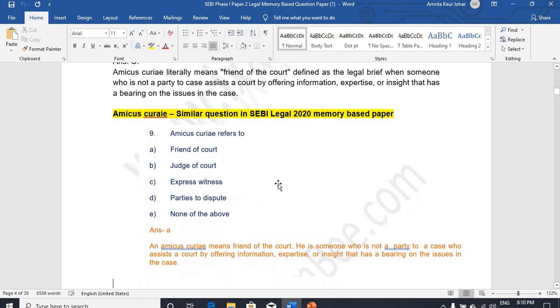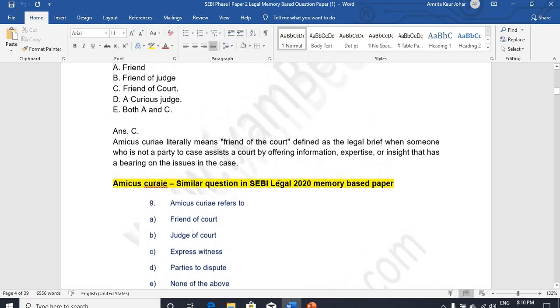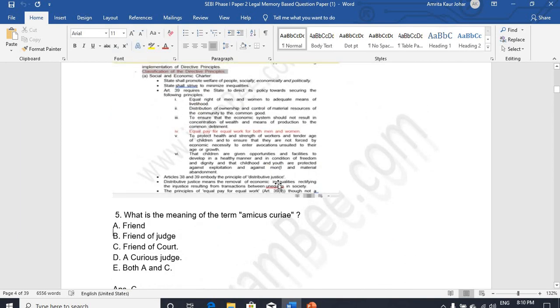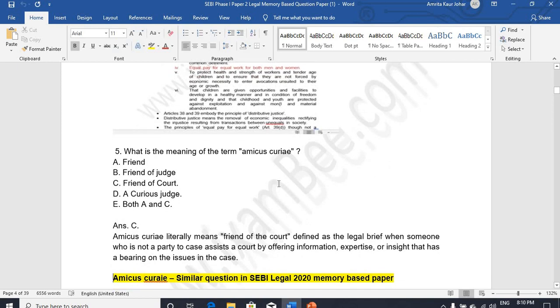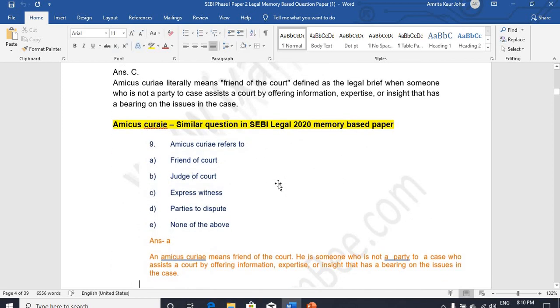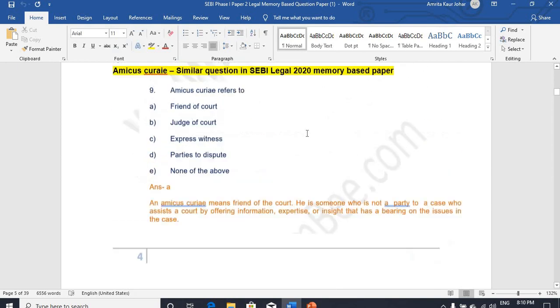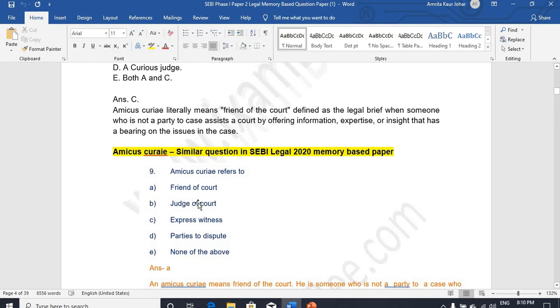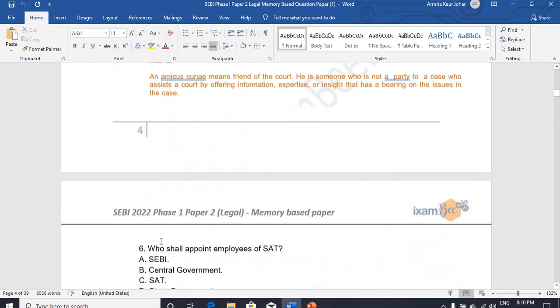What is the meaning of the term amicus curiae? Amicus curiae ये question पहले भी आ चुका है actually and it is very easy. Friend of court is the actual answer for it. Similar question was asked in the SEBI 2020 paper. That also we have available at our ixamBee website in the memory based paper that we had similarly created for 2020 paper that you can still go and have an access. Same question you will find there.